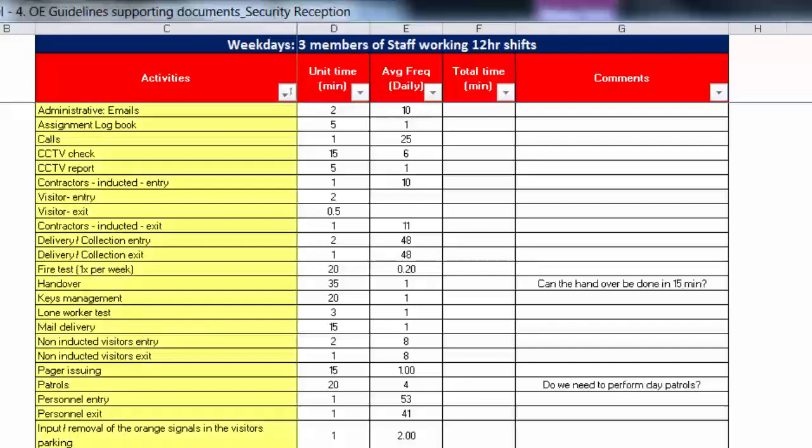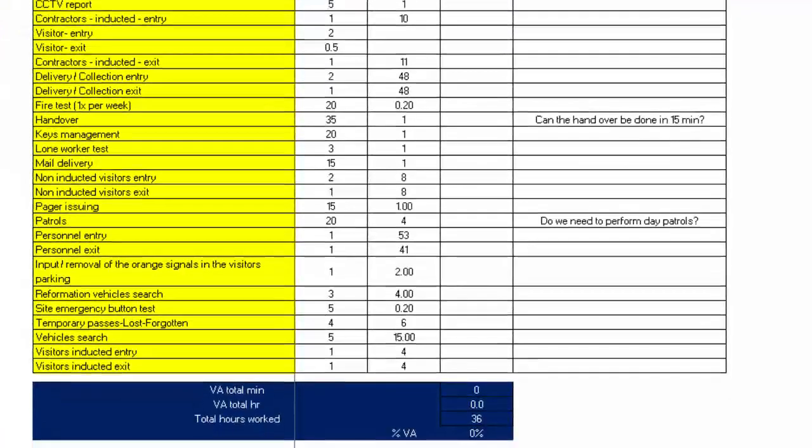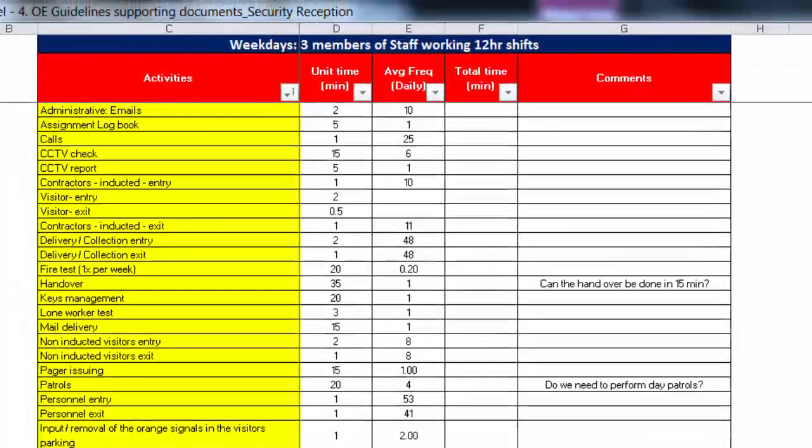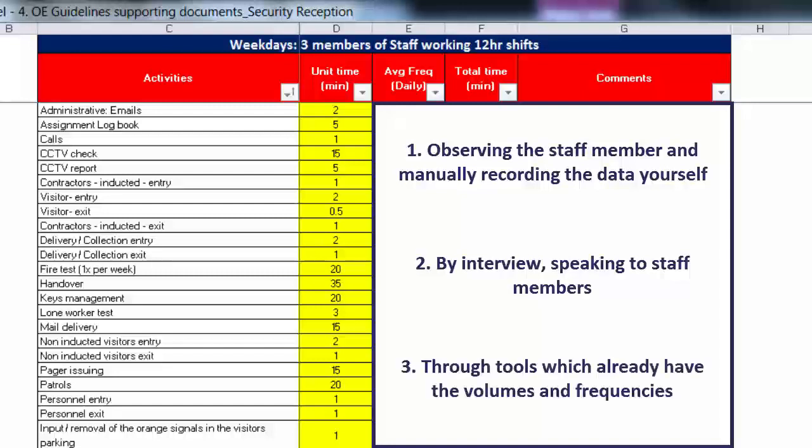The first piece of data required is a list of all the tasks and activities performed by this member of staff in that position that can be measured. Take care not to miss out any activities, as it's crucial to get the most accurate data as possible. You will then need to measure the unit time in minutes spent completing these actions. You can collect this data one of 3 ways. By observing the staff member as they carry out the tasks and manually recording the data yourself. By interview, speaking to staff members, or through tools which will already have the volumes and frequencies.